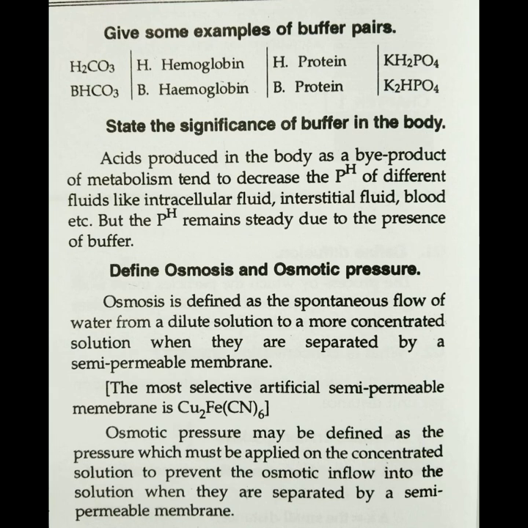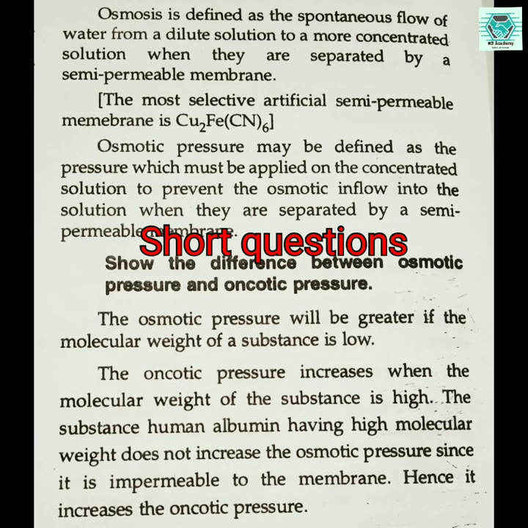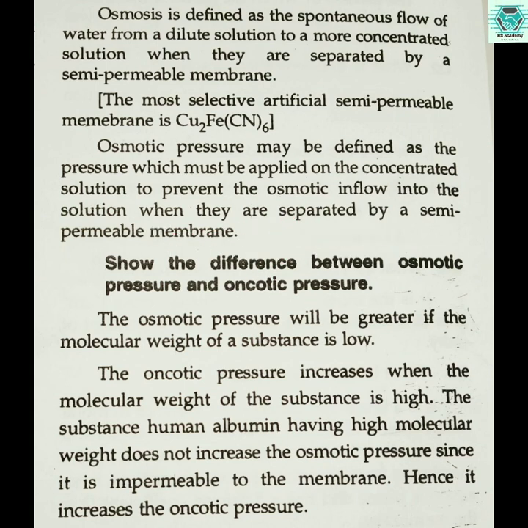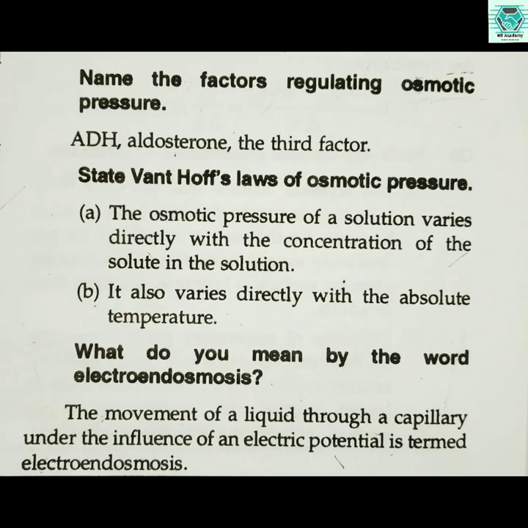Osmosis is defined as the spontaneous flow of water from a dilute solution to a more concentrated solution when they are separated by a semi-permeable membrane. Now the difference between osmotic and oncotic pressure is that the osmotic pressure will be greater if the molecular weight of a substance is low. Name the factors regulating osmotic pressure, like ADH, which is antidiuretic hormone, aldosterone, which is a mineralocorticoid, and a third factor.